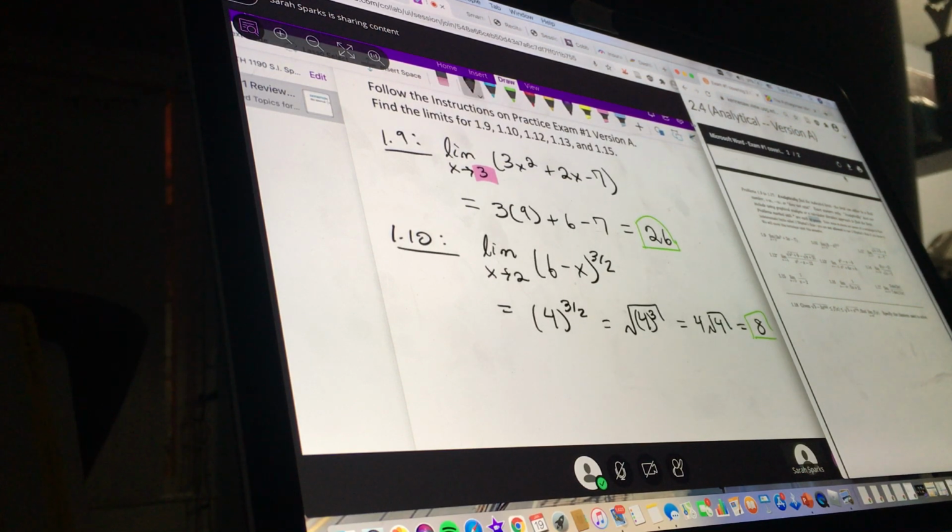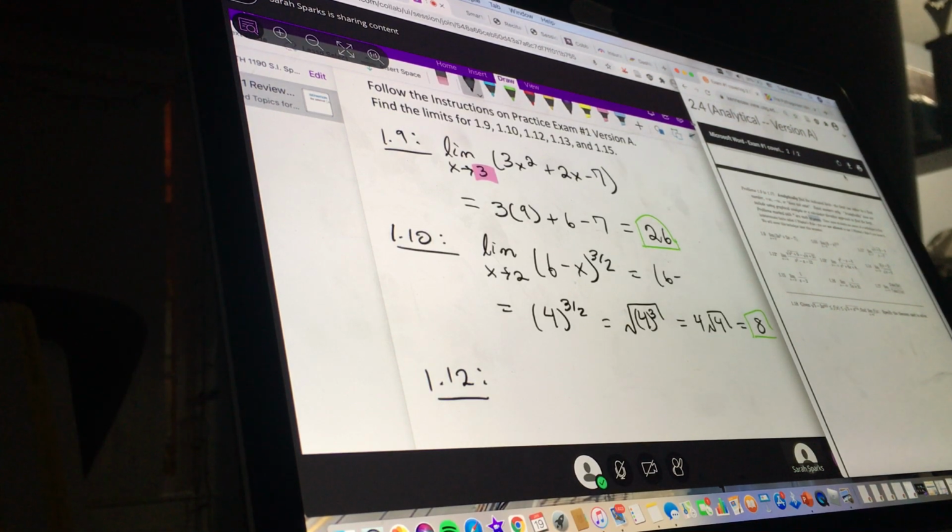Any questions on that one? Can you explain where the 4 came from? So I plugged in 2 for the limit. So this is equal to 6 minus 2 to the 3/2. 6 minus 2 is 4, so it becomes 4 to the 3/2.